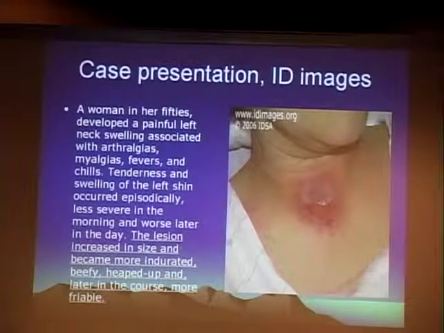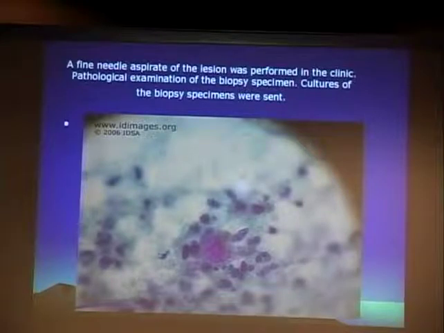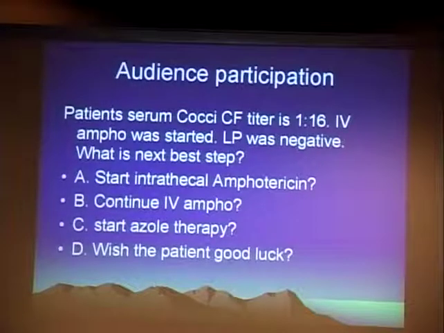Now here's another case that you may come across. Somebody's getting antibiotics and it's not getting better. A woman in her 50s developed a painful left neck swelling associated with arthralgias, myalgias, fevers and chills, and tenderness and swelling of the left shin. It occurred episodically, less severe in the morning but worse later in the day, and the lesion is increasing in size, becoming more indurated, beefy, heaped up, and later in the course more friable. Pathological fine needle biopsy reveals what looks like a spherule. What do we do now?